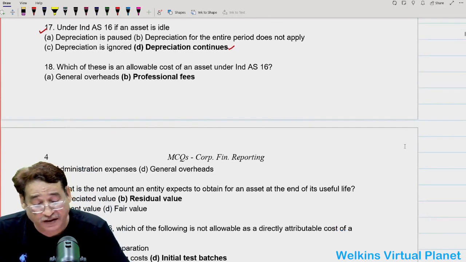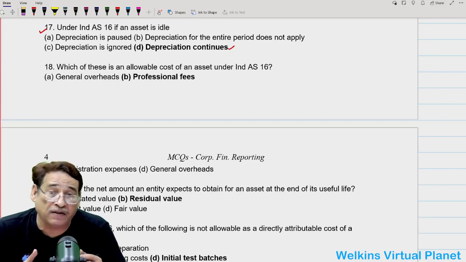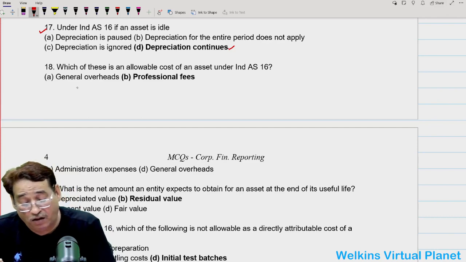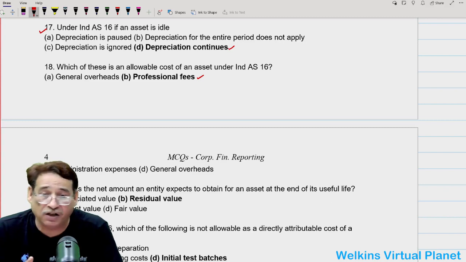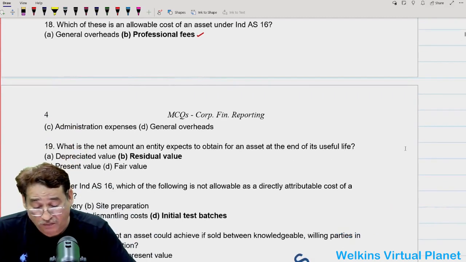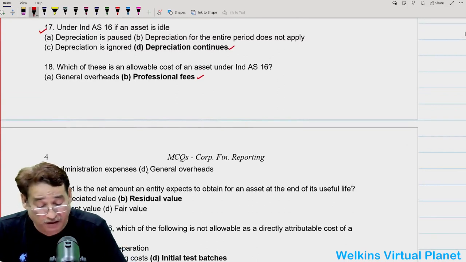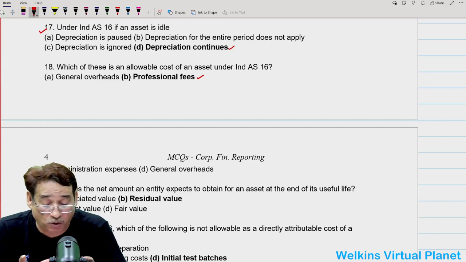Which of these is an allowable cost under Ind AS 16? General overheads, professional fees. We know that professional fee is generally considered an allowable cost, correct? Administrative expenses and general overheads are also given to you, but professional fee will be considered an allowable cost. You are going to consider it when you compute the cost under Ind AS 16.